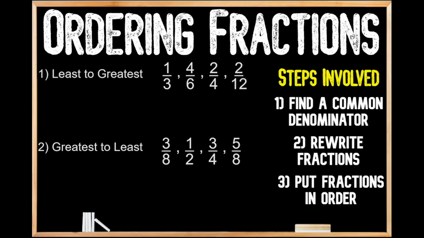In step number 2, we're going to rewrite the fractions with the common denominator we found in step number 1. In order for us to get the denominator of 12 for our first fraction, 1/3, we needed to multiply the denominator of 3 by 4. To keep this fraction equivalent, we need to do the same thing for the numerator up top. So we're going to multiply 1 times 4, which gives us 4.